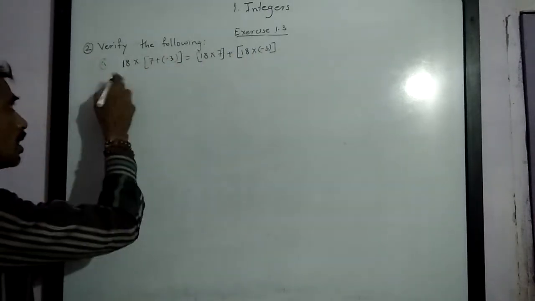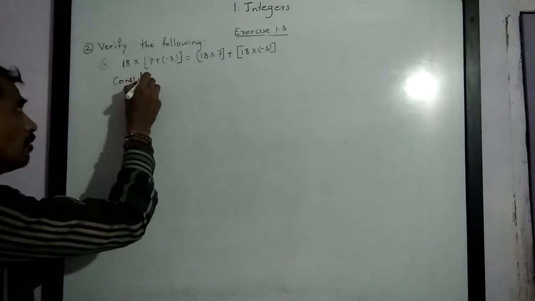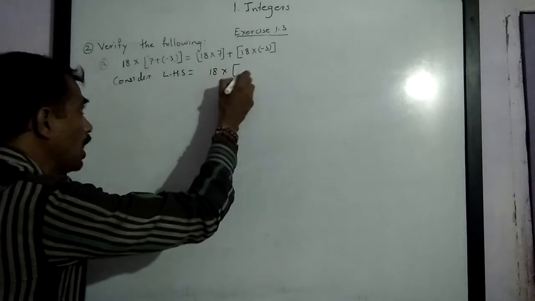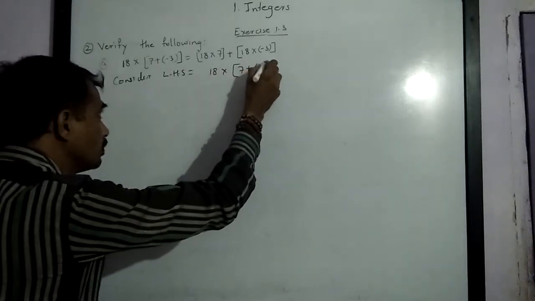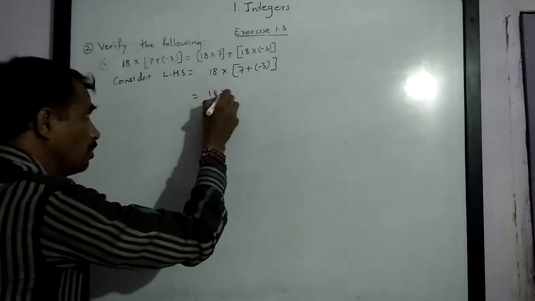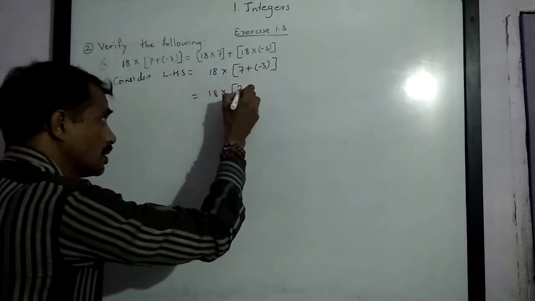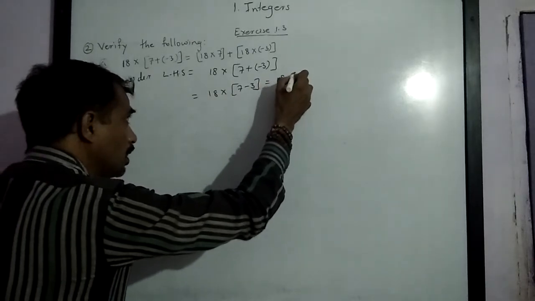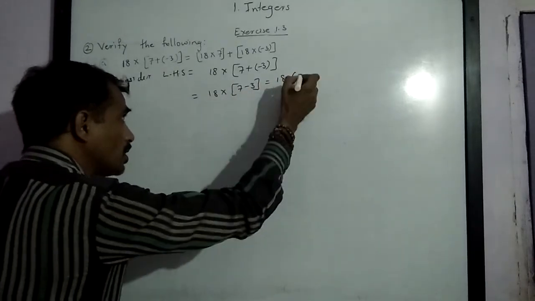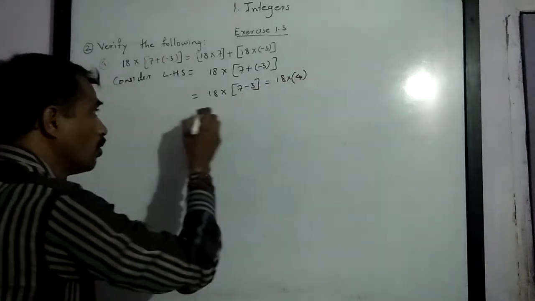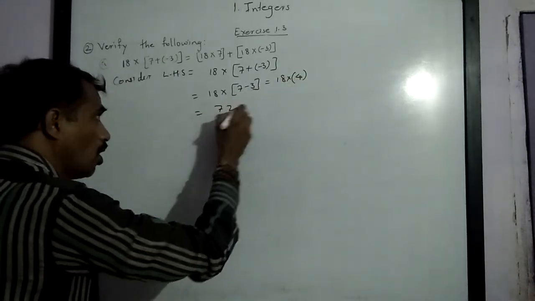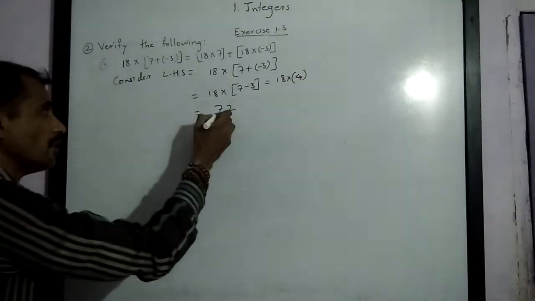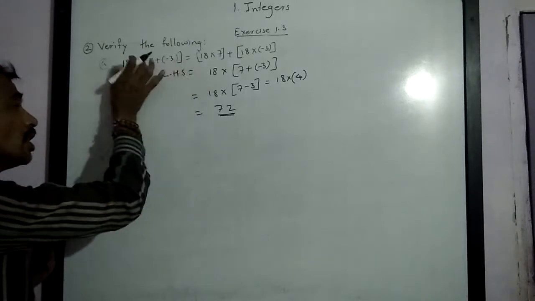So let us consider LHS, means left hand side. LHS is equal to 18 multiplied by 7 plus minus 3. Now this is equal to 18 multiplied by 7 plus minus is minus 3. So this is equal to 18 multiplied by 7 minus 3 is 4. Now 18 4s are 72, or 4 8s are 32, 3 carries, 4 1s are 4 plus 3 is 7. 72 is the answer of left hand side.